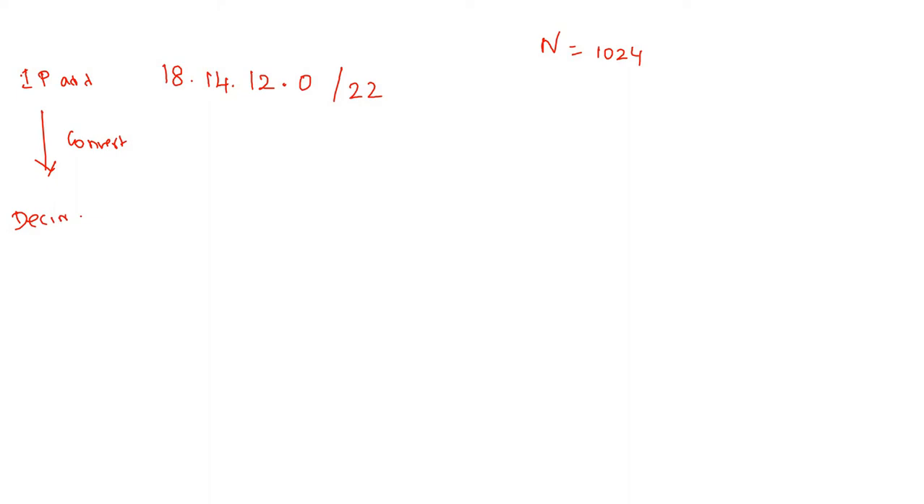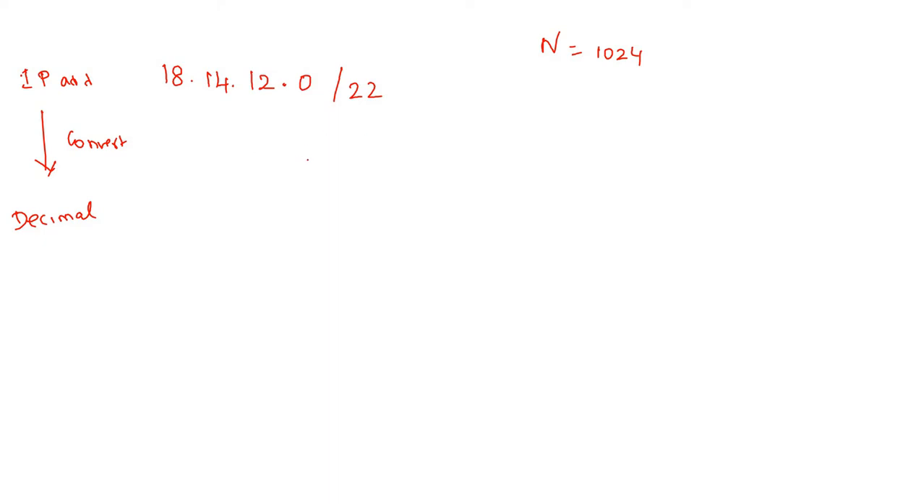So how do we convert the IP address into decimal? Take 18.14.12.0/22 as an example. The total number of addresses is already worked out: 1024. Now we are going to convert the IP address into a decimal value, so that only then can we divide it by the total number of addresses.